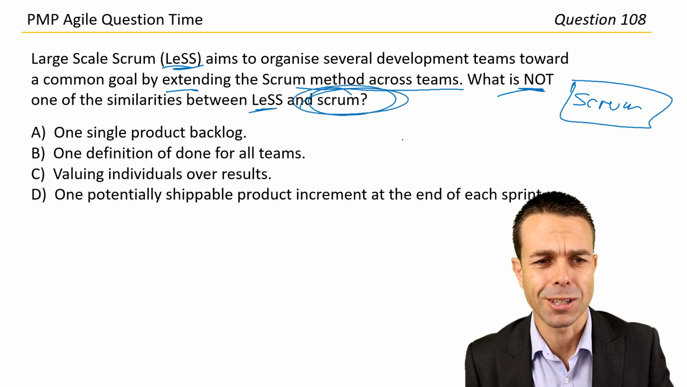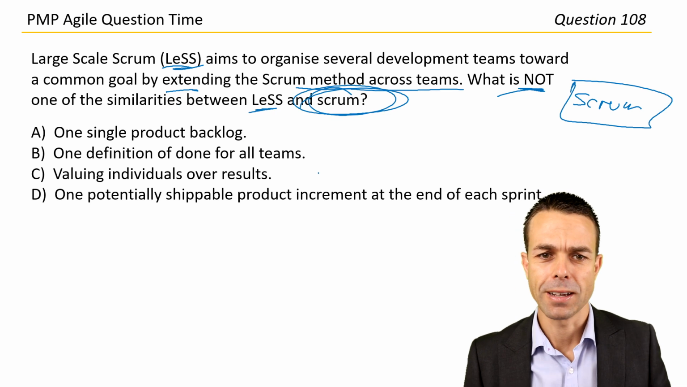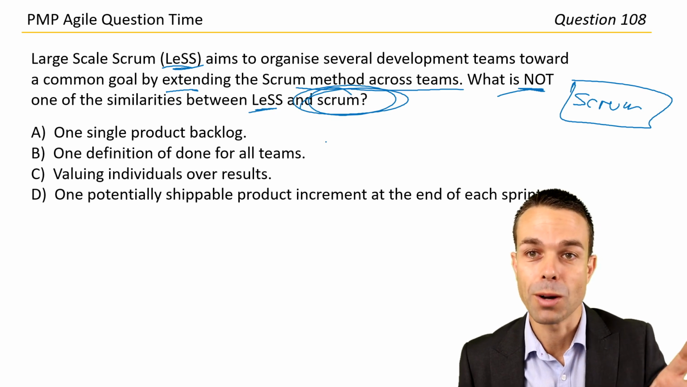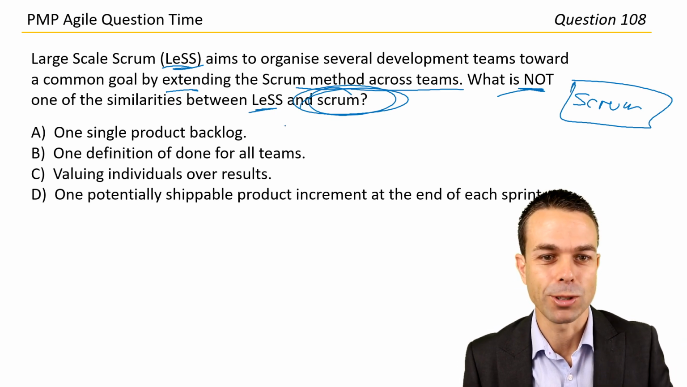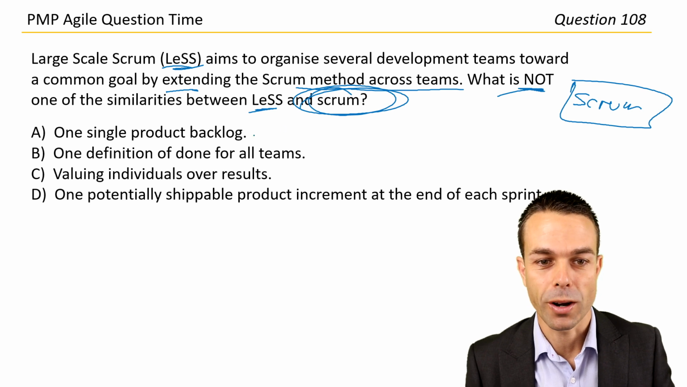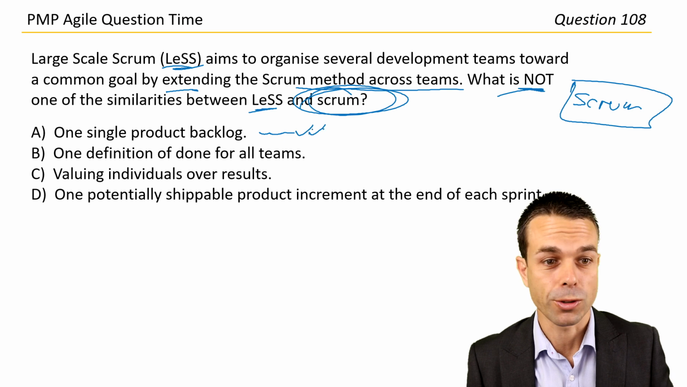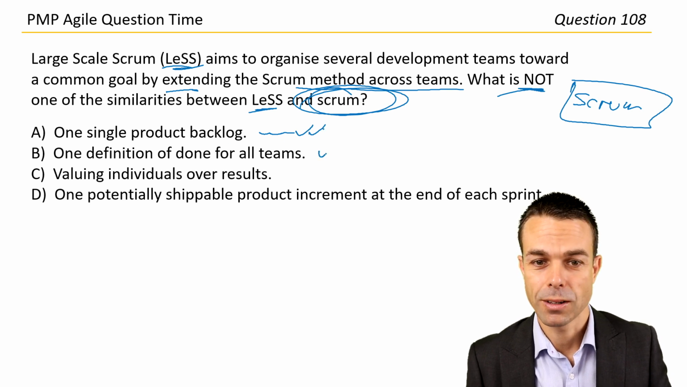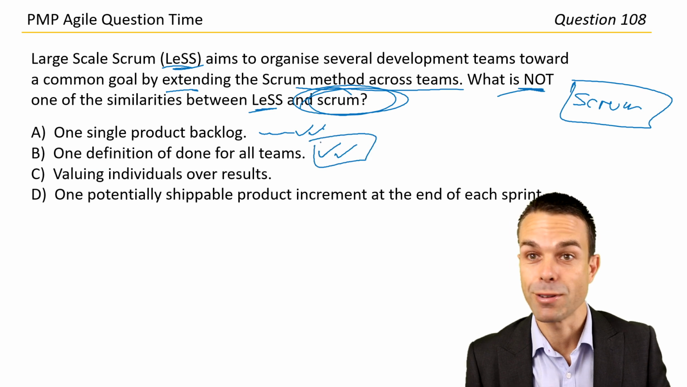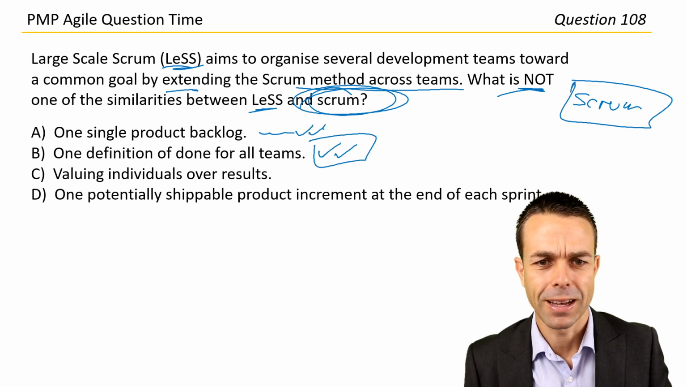Okay, this is going to be good. Let's check it out. And let's look at the normal Scrum methodology. Maybe that will give us a few tips here. So one single product backlog, that's probably right. We want that in normal Scrum. One definition of done for all teams. That could be correct as well. We definitely want a definition of done in Scrum.